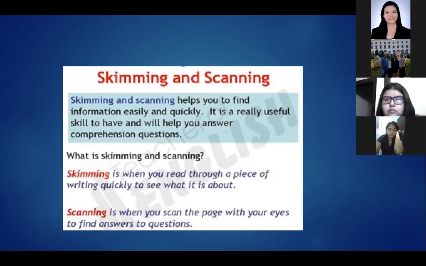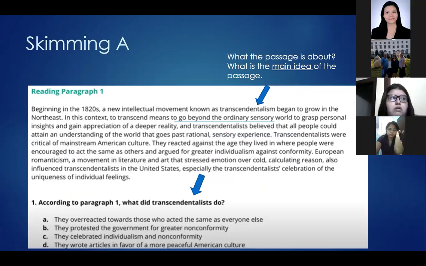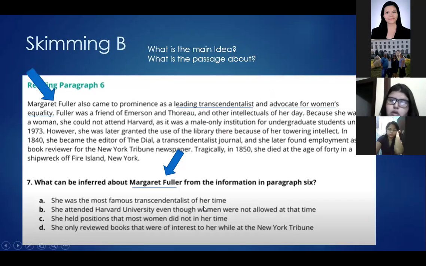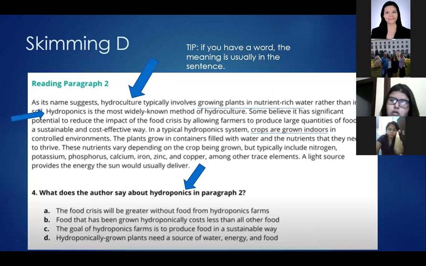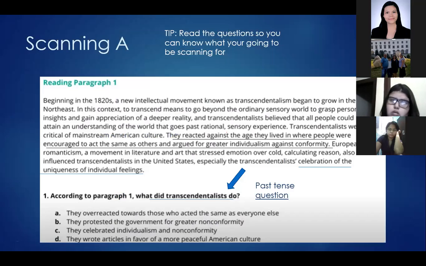It's seeking the main idea of a paragraph. Excellent. And normally, where do you find the main idea? It is usually at the beginning. Yes, very good. That is skimming. We're looking for the main idea. Something that can also help you look for the main idea is to look at the question. Identify the question.